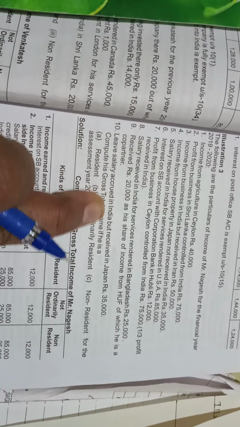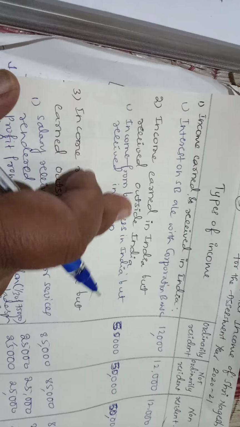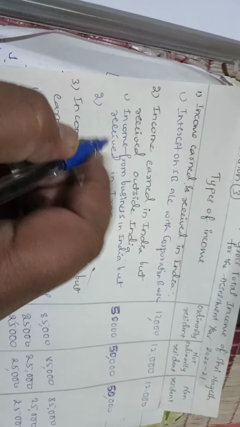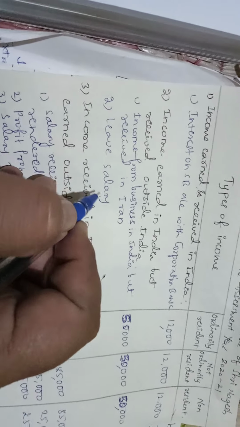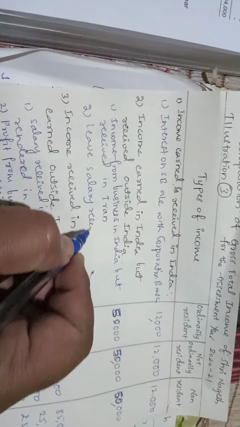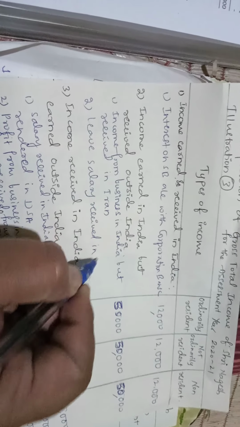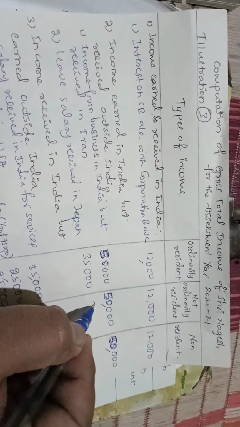Leave salary accrued in India. It means that earned in India but received in Japan. Earned in India, received outside India. So here I will write leave salary received in Japan, amounted to rupees 35,000.